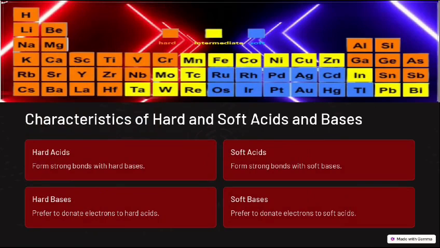Characteristics of hard and soft acids and bases. Hard acids form strong bonds with hard bases. Soft acids form strong bonds with soft bases. Hard bases prefer to donate electrons to hard acids. Soft bases prefer to donate electrons to soft acids.